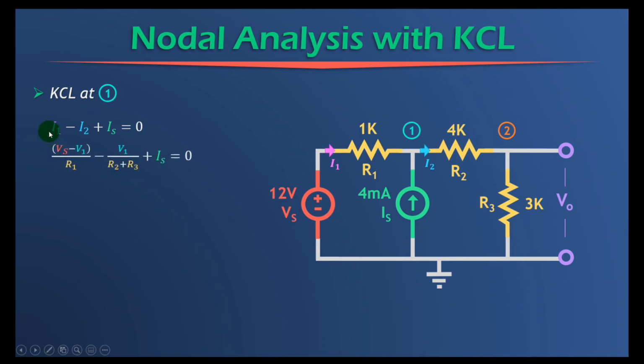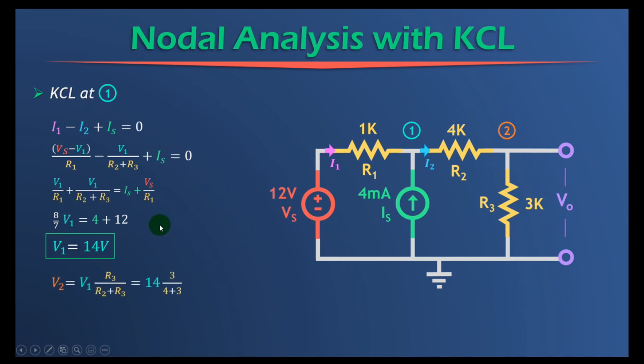So I1 is Vsource minus V1 divided by R1, and I2 is V1 divided by the 4k resistor because the ground voltage is 0, plus Is. Now the only unknown in this equation is V1. So solve this for V1, and you will get 14 volts. So now I am getting 14 volts at node 1.